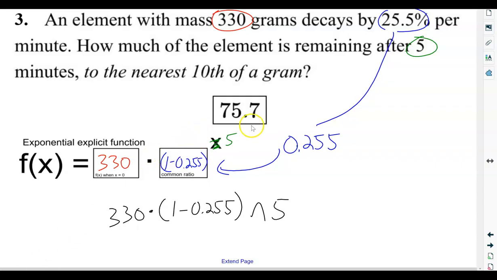Once we do that, we got 75.7. And since we rounded to the tenth, that's why we end up with this 0.7 on the end. All right, let's take a look at the next kind of problem.